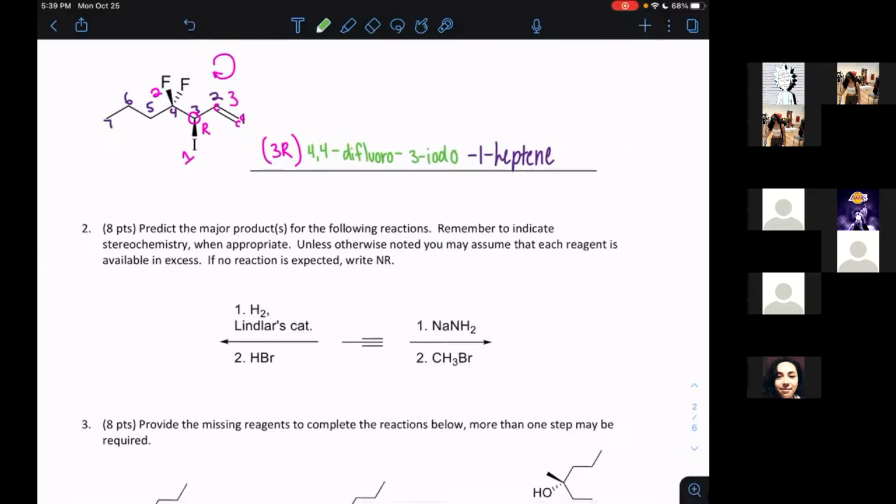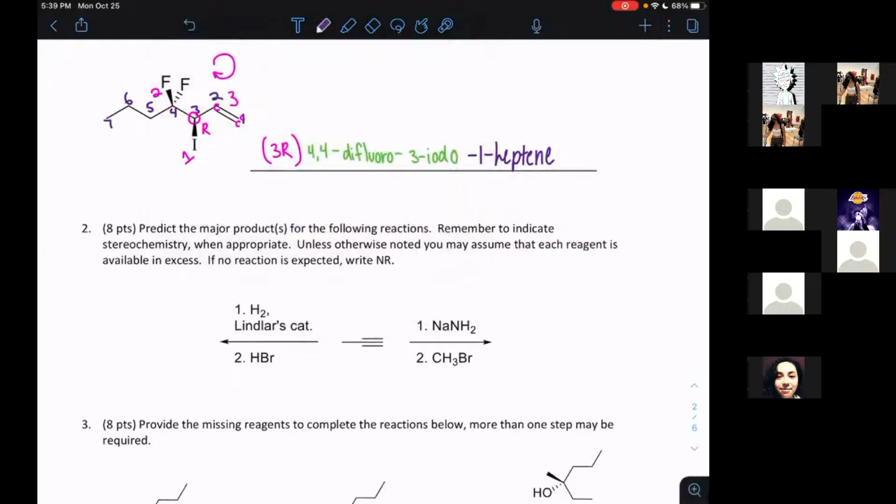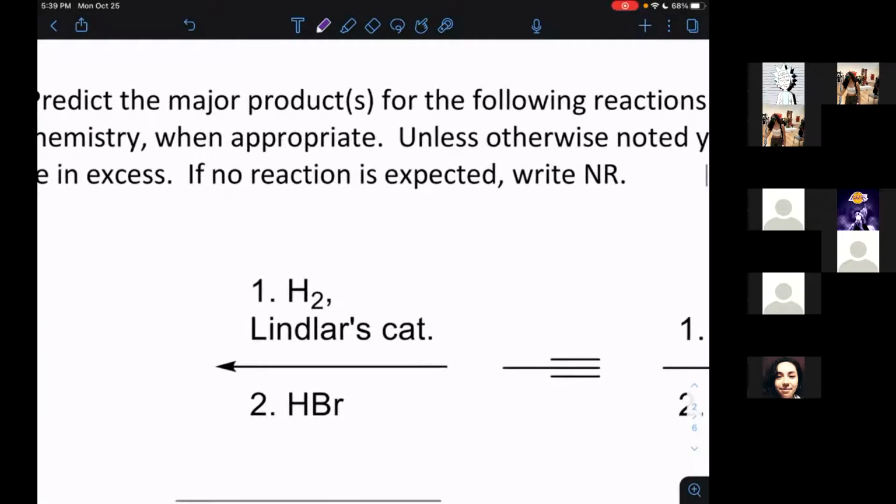Now predict the products for the following reactions. So let me see. Okay, so the first one is Lindlar's catalyst. I'm looking at my whole list of definitions. I'll share this Quizlet, it just has all the reactions, so I'll put that in the chat. So Lindlar's is alkyne to a cis alkene.